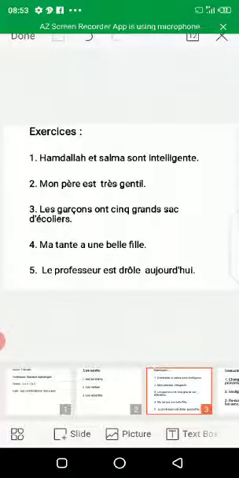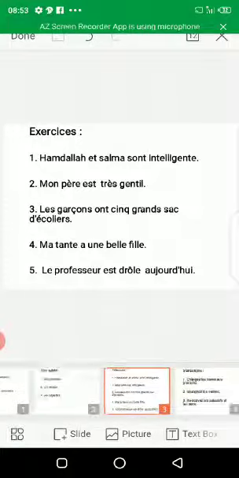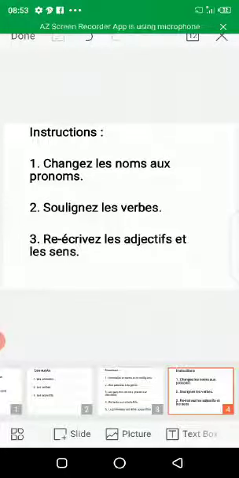Now we have read and given the meanings of these sentences. Now here is where we are going to work on instruction. Instruction of the topics we have learned in the previous weeks, which are pronoun, verb, et adjective. Now here is how we are going to work on them.